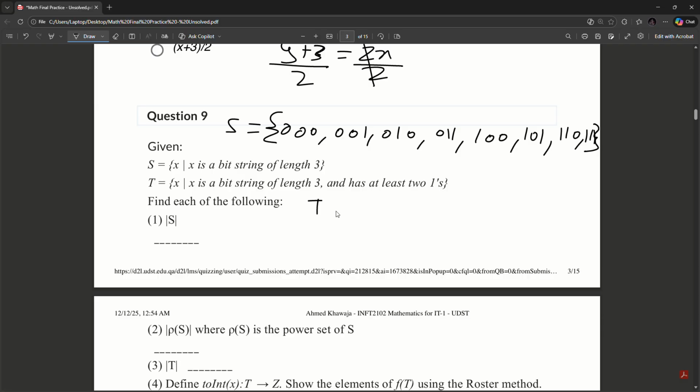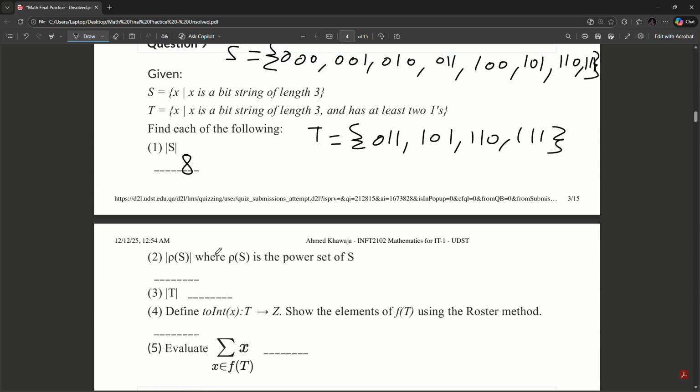And now for T, which must have at least two ones. So it's 011, 101, 110, and 111. Now, what is the total number of values inside S? That is 8, because it's including everything, right? It just wants how many items there are inside the set S.